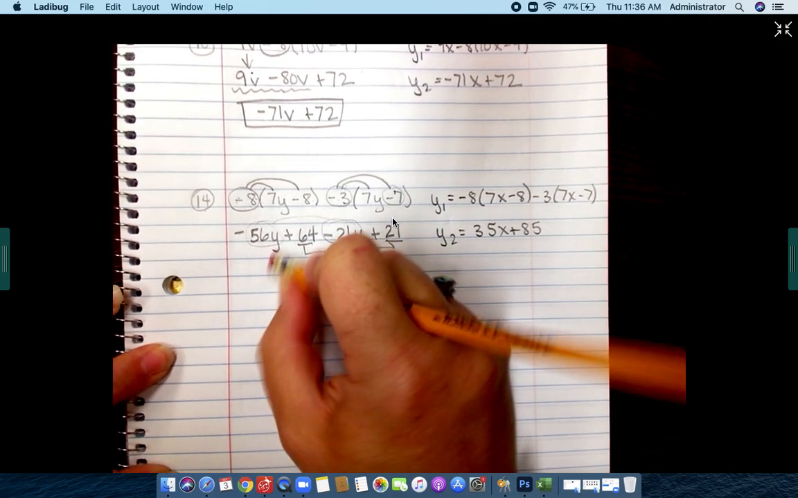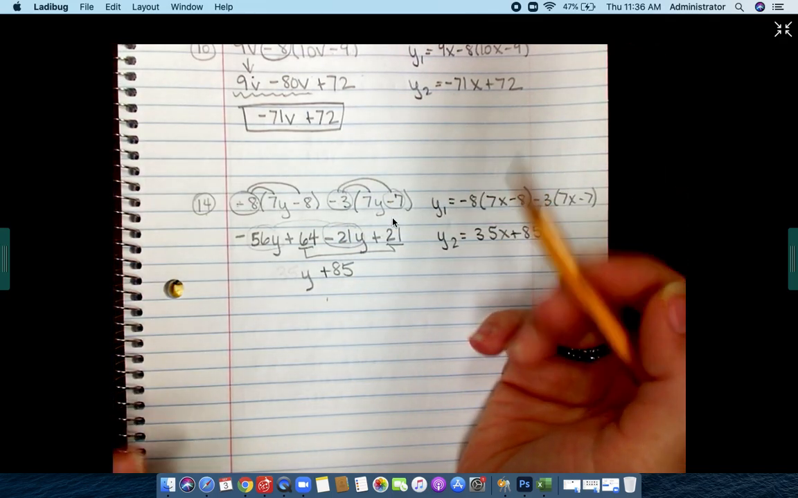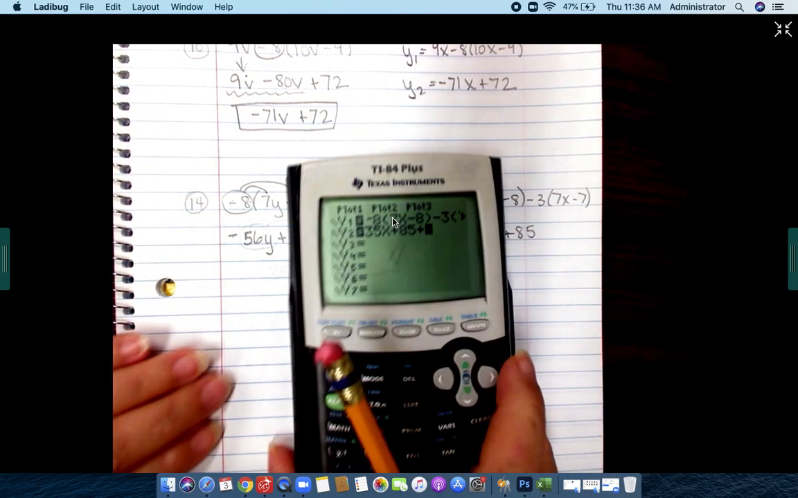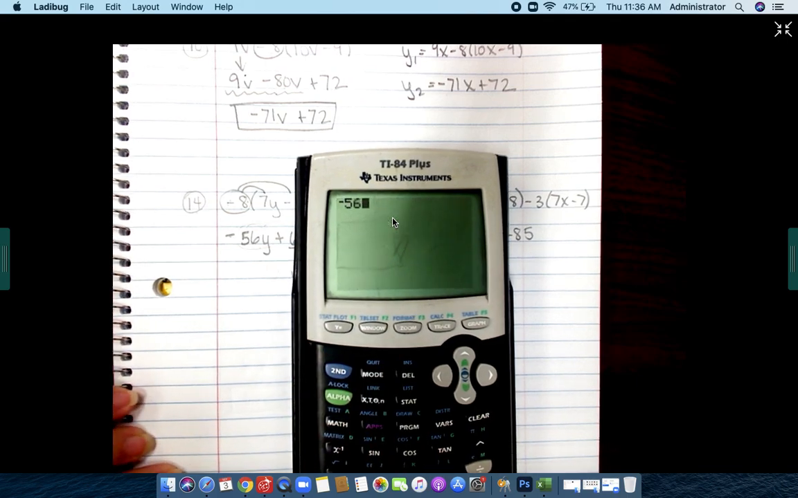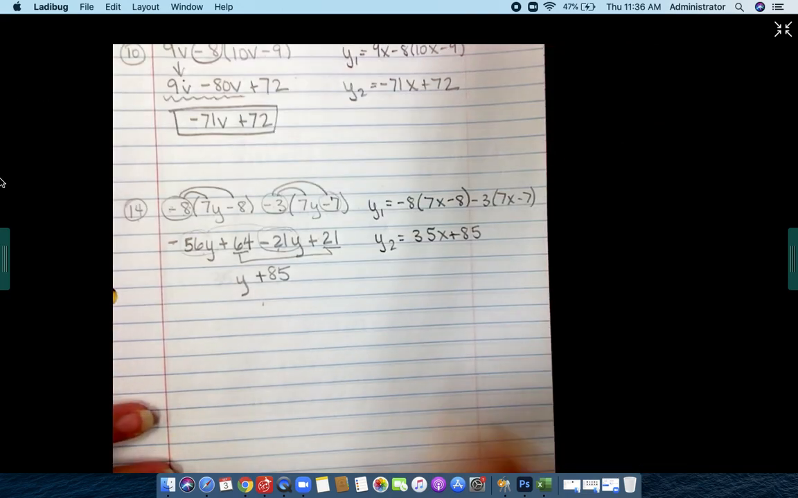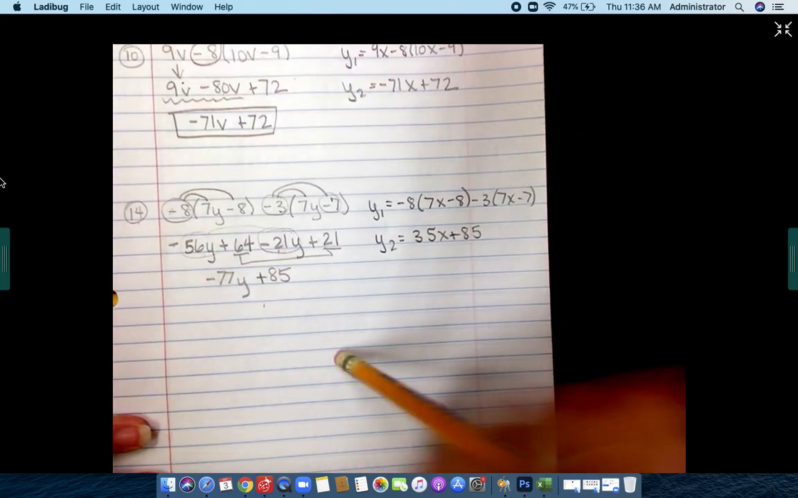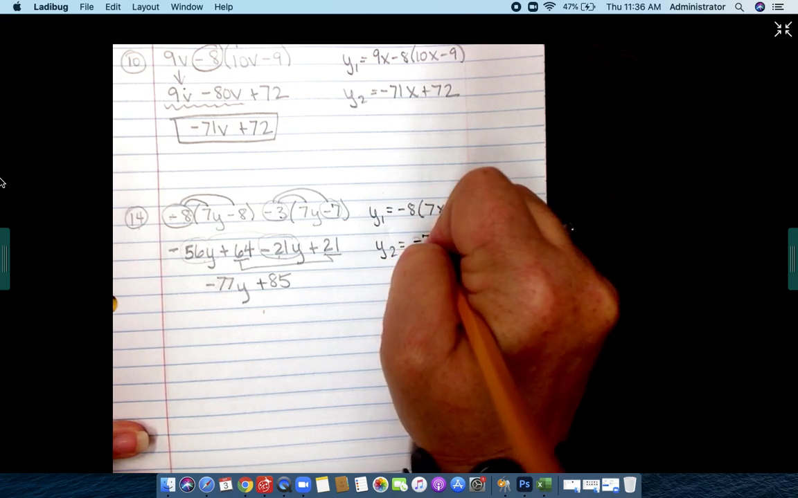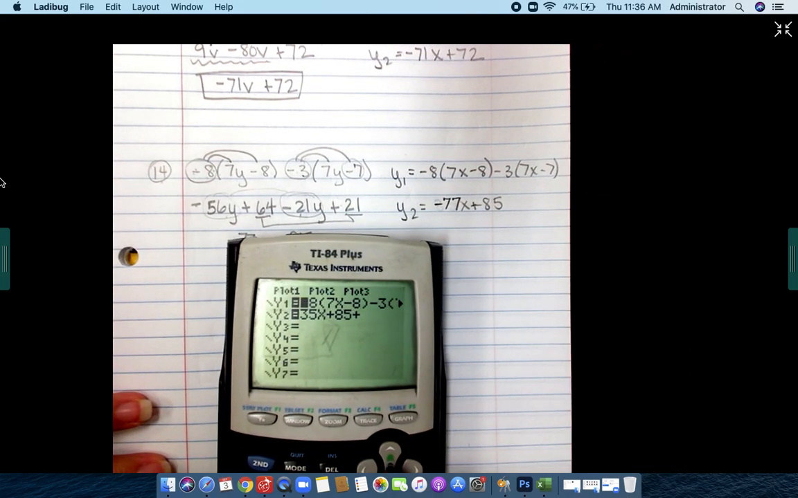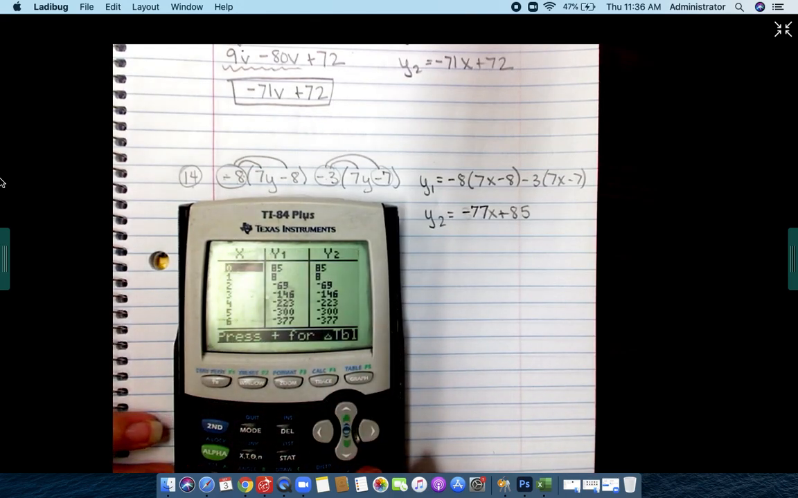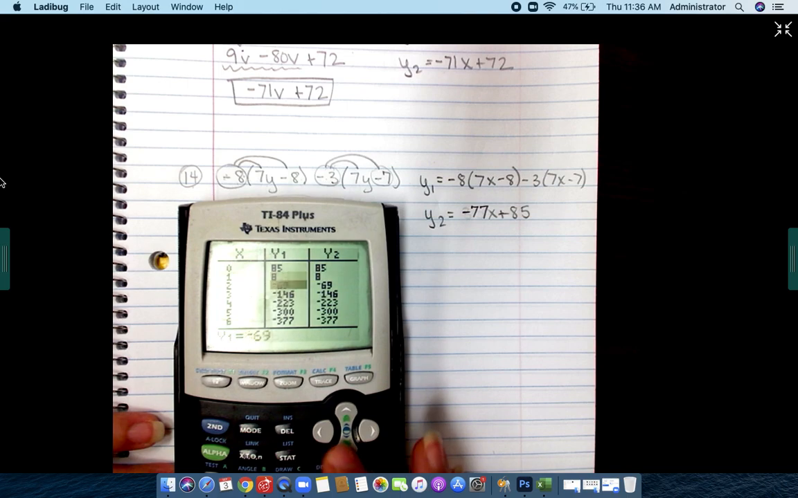So this is a way of me modeling exactly what I would do if I were in your circumstance and I made a mistake. So I forgot my negative 56. It has to be combined with negative 21. So negative 56 minus 21 is negative 77. So if I go back and change this to negative 77y, will that be correct? So let's see. So in my calculator, I'm going to go back and type in negative 77x plus 85 and verify that answer. And now it matches, okay?